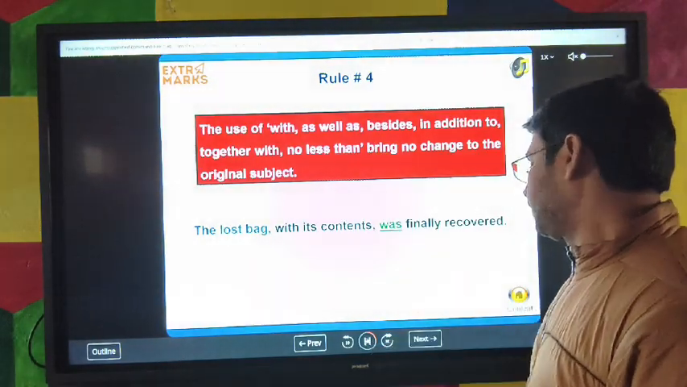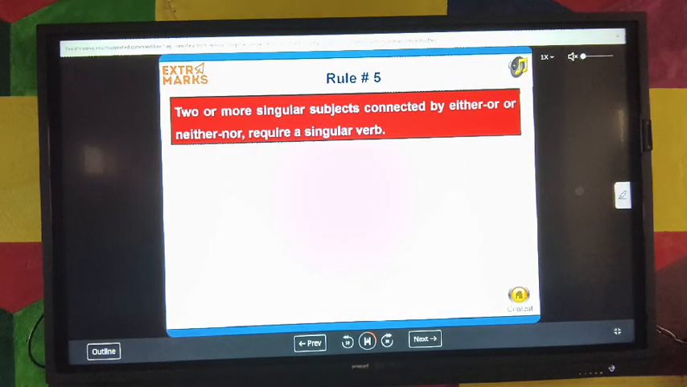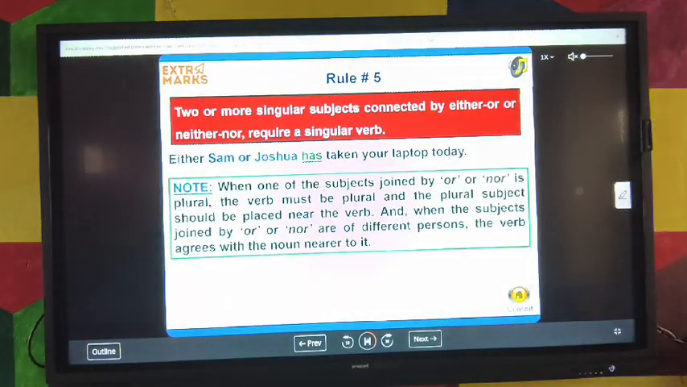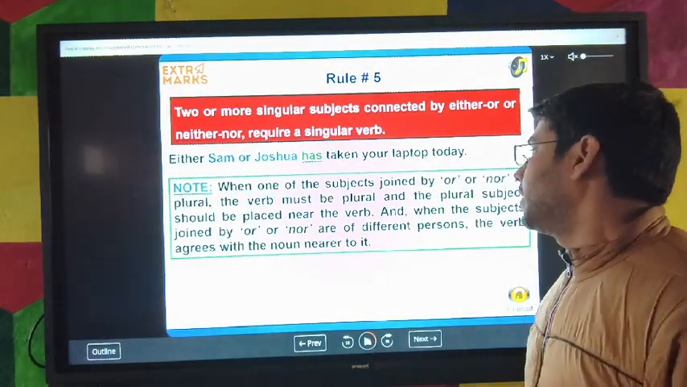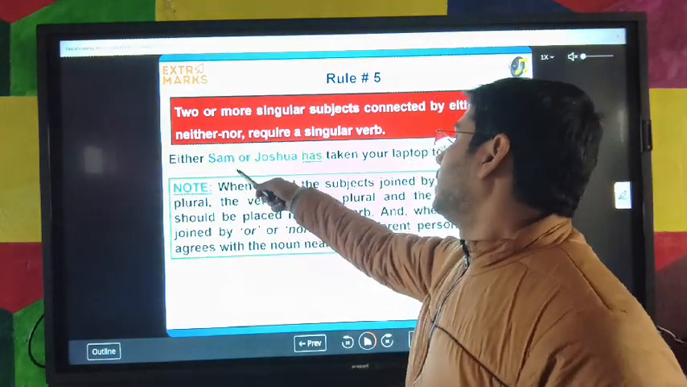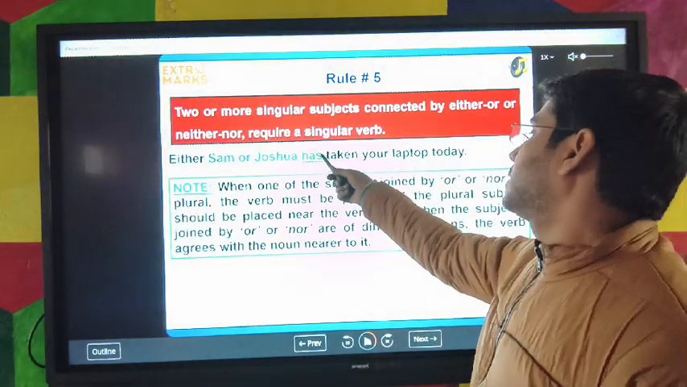accordingly. Rule number 5. Two or more singular subjects connected by either or, neither nor require a singular verb. So we have to take care of this. We have to use a singular verb if either or neither nor is used in the sentence. Either Sam or Joshua has taken your laptop today. We are talking about only one person at a time, either Sam or Joshua. So we will use the singular verb.